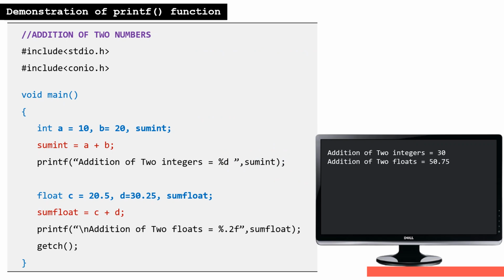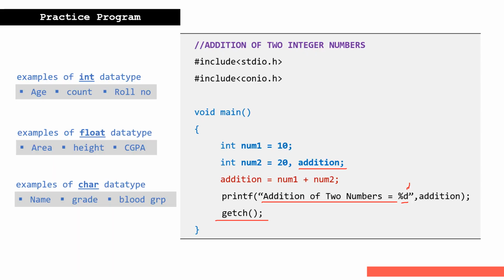So let us see how this program will be executed. It will simply display "addition of two numbers is equal to 30" on the screen. Let us see one more program.